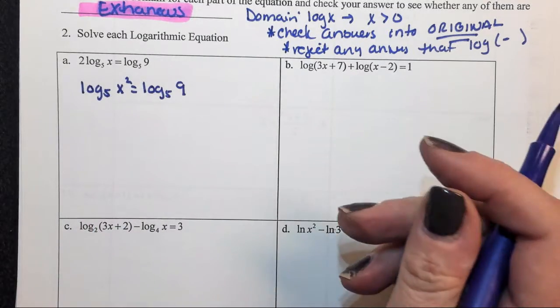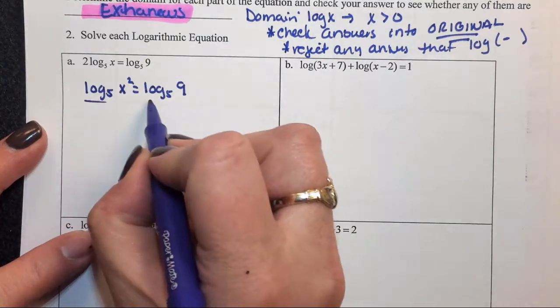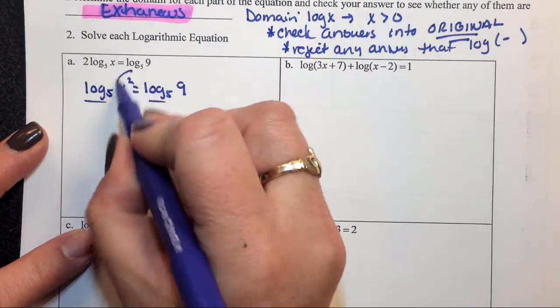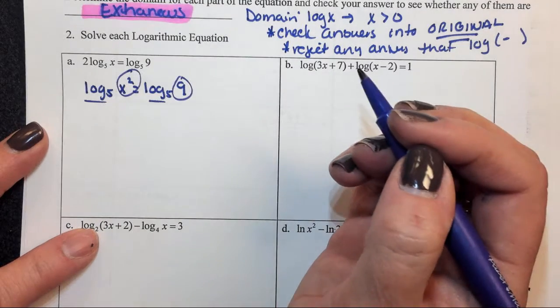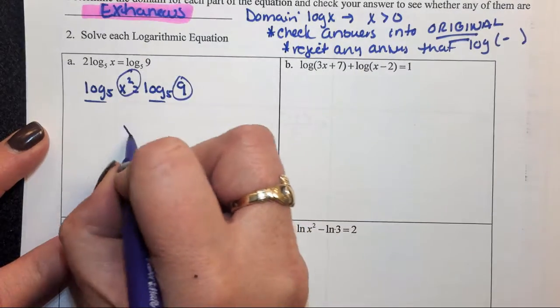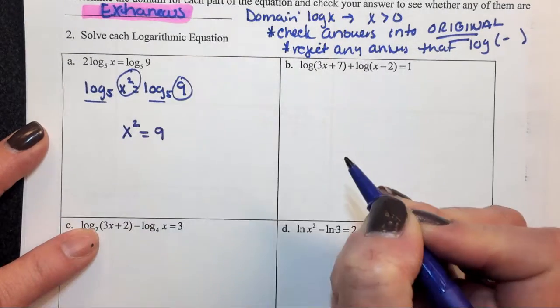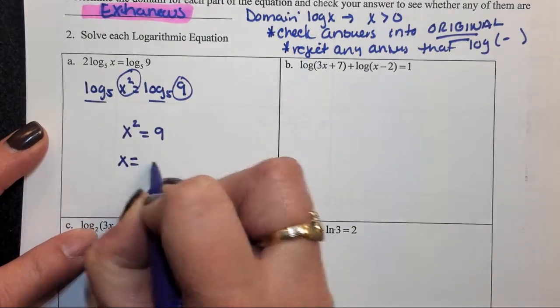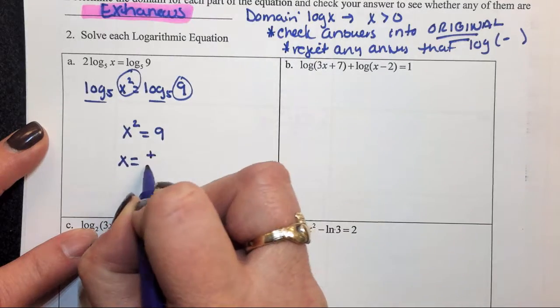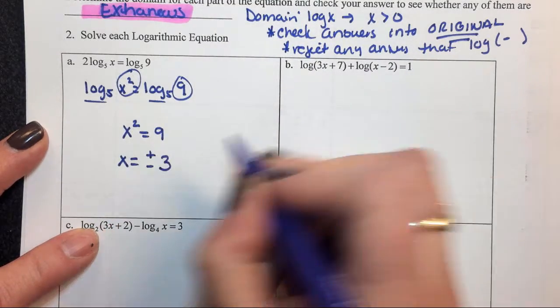Now, this is where we have that strategy I just mentioned. You have a log equal to another log. What has to be true about these two? They have to also be equal. So I can take x squared and set it equal to 9. So what's x going to be equal to? Positive and negative 3.